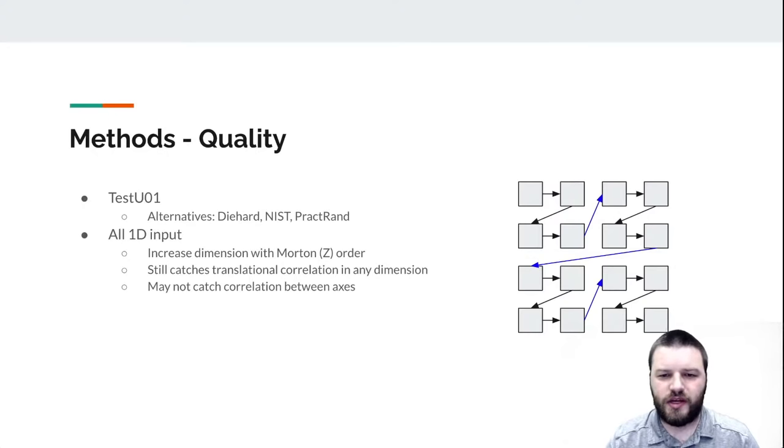Since these tests required 1D input, in order to test higher-dimensional hash functions, we used Morton ordering, or Z-ordering, to reduce higher dimensions down to a single dimension. In this diagram, you can see how Morton ordering in two dimensions can be reduced into one dimension by following the lines. This can also be expanded into third and fourth dimensions. This method would still catch translational correlations in any dimension, but may not catch correlations between axes. We count how many tests each hash passed and use it as a measurement for quality.